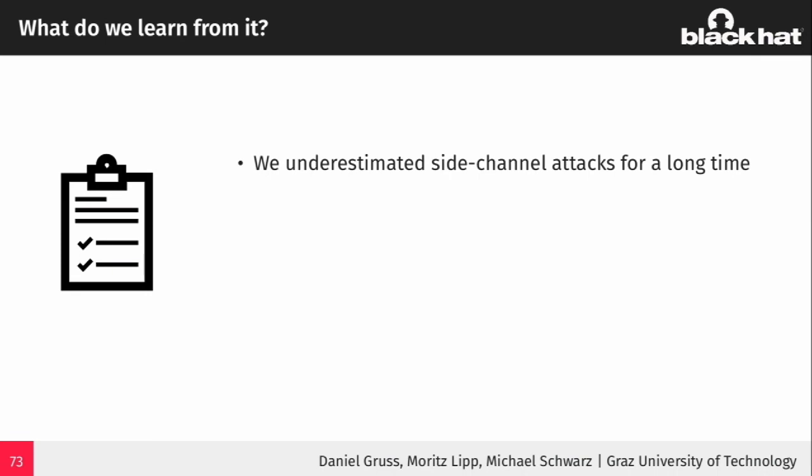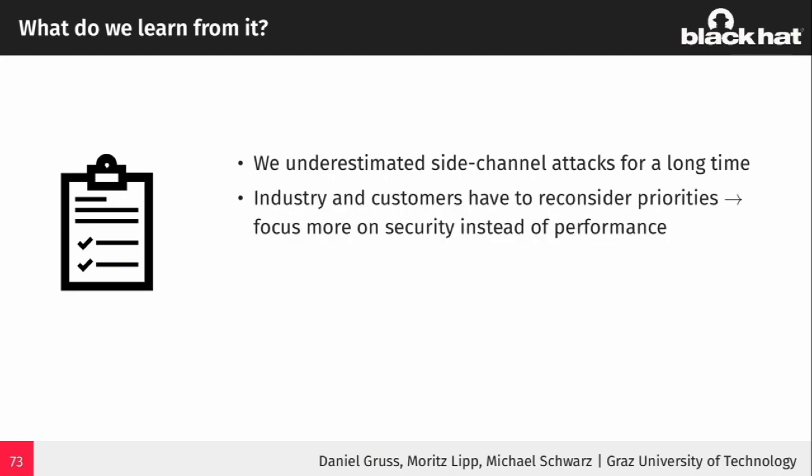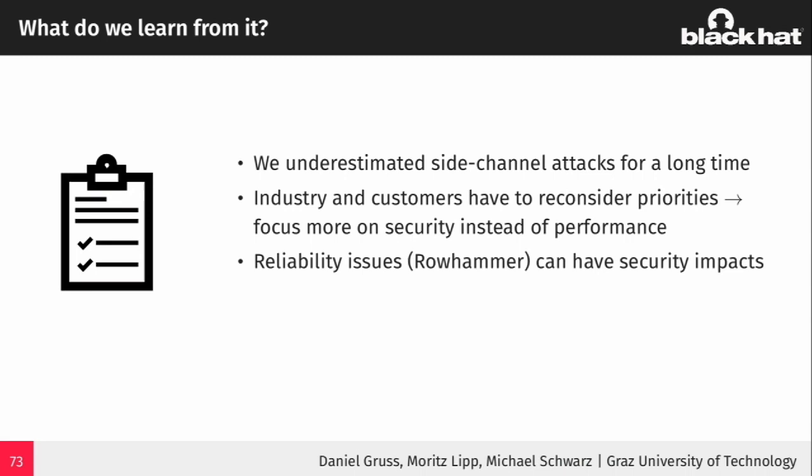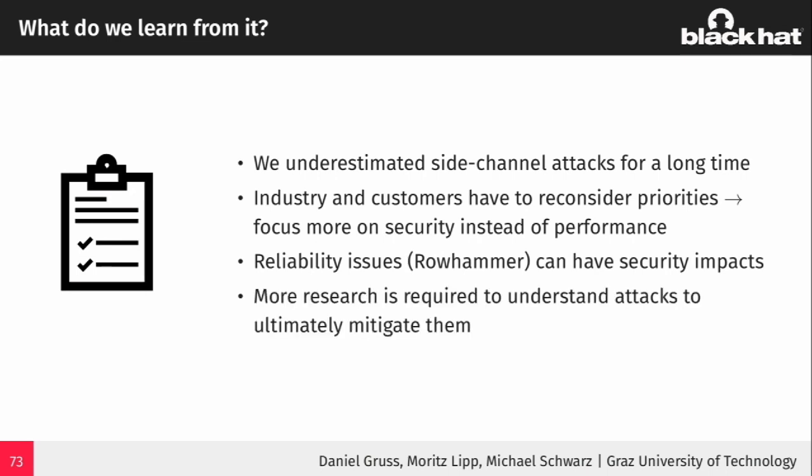Okay. And yeah, what can we say about what we learned here? Yeah, so in the end, we underestimated side channel or microarchitectural attacks for a long, long time. Yes. And the industry and also the customers had other priorities for a long time. They wanted performance and not mainly security. You want performance first, right? But maybe we don't want performance without security nowadays. Yeah, and we have to always think, is a reliability issue only a reliability issue, or can it become a security impact at some point? So we need more research to fully understand the attacks and to ultimately mitigate them.